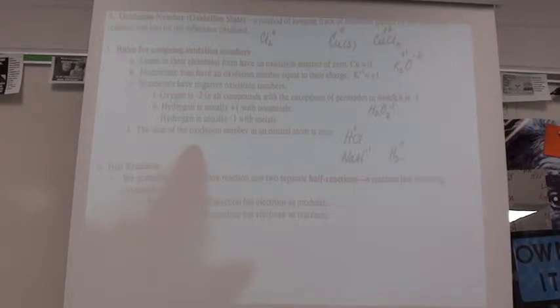The sum of oxidation numbers in a neutral atom or a neutral compound, this really should be a neutral compound, is 0. You need to take that into account when you're trying to assign oxidation numbers to compounds.